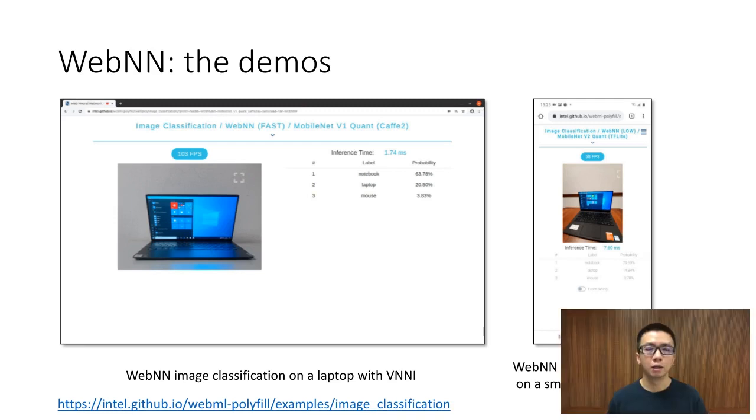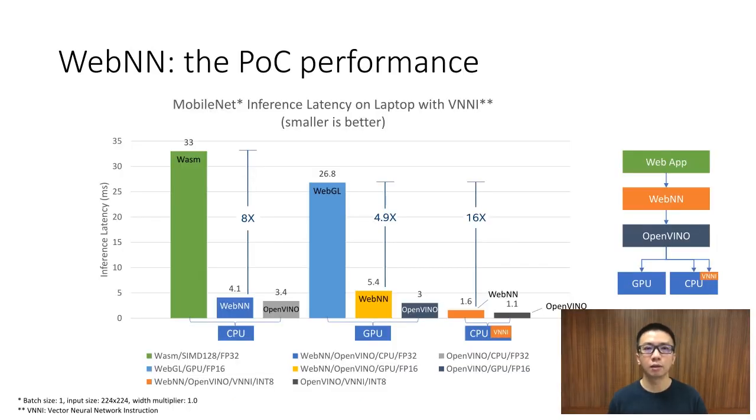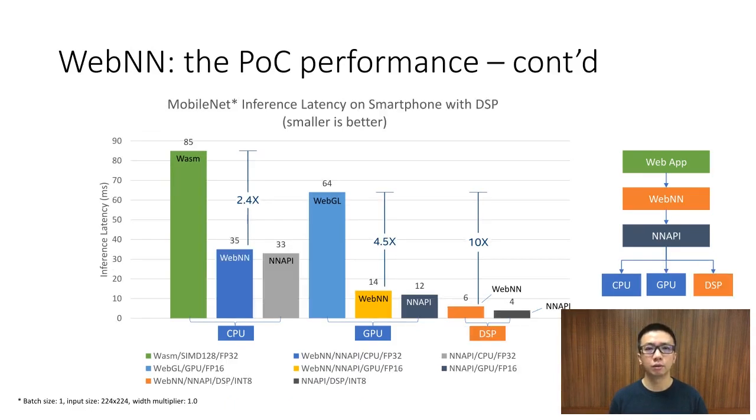Slide 10. This slide and the next one have the performance numbers of the WebNN prototype we collected on laptop and smartphone. Feel free to check them out. As the numbers show, by introducing the domain-specific primitives and relying on the native machine learning API, WebNN can help access purpose-built machine learning hardware and close the gap between the web and native.